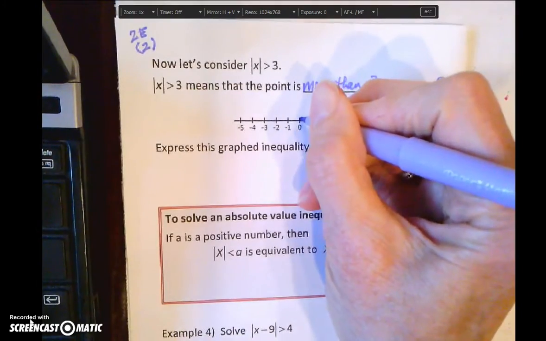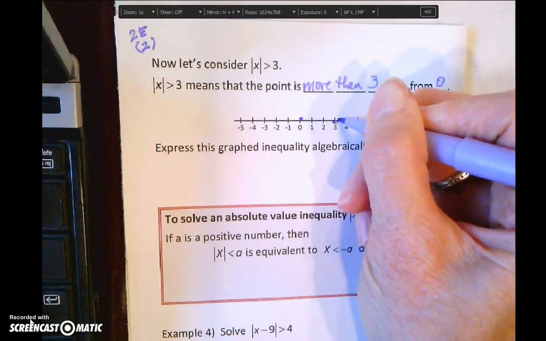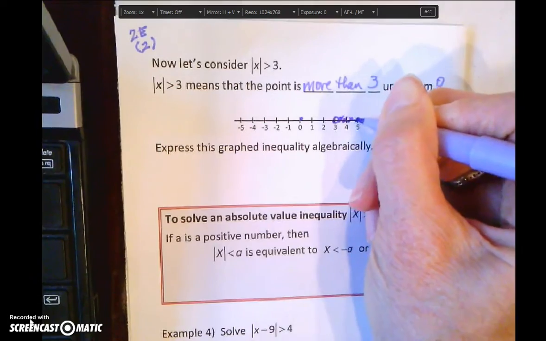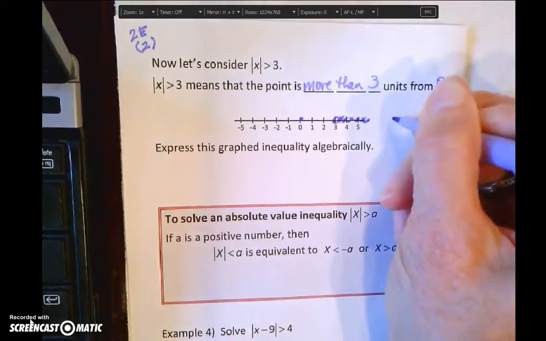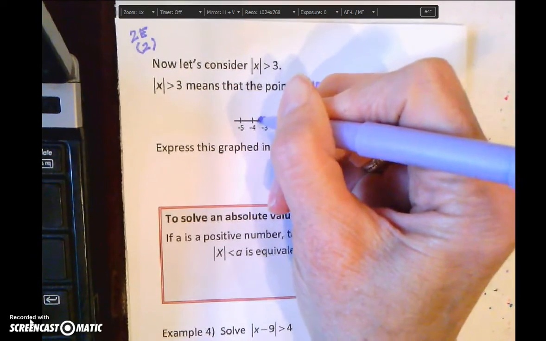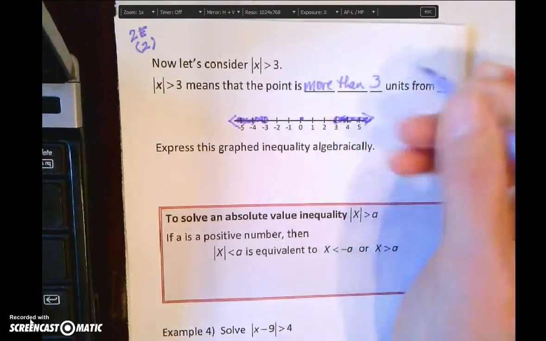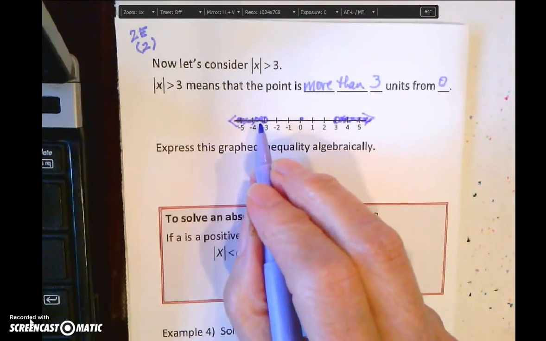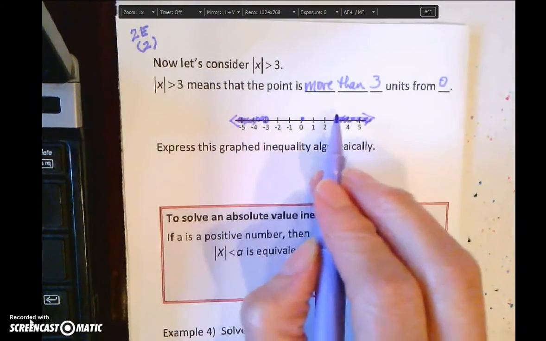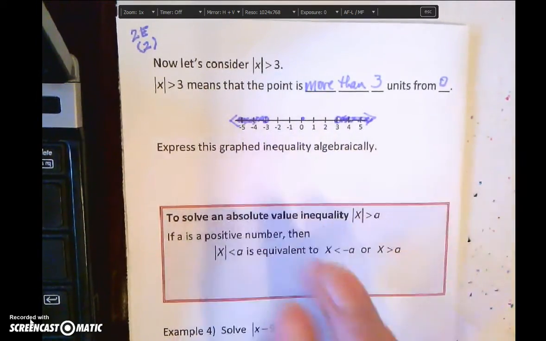So here's my 0. Here's exactly 3 units right there. But right here, any of these numbers are going to be more than 3 units away to the right. And then to the left, here's exactly 3, and the ones that are more than 3, of course, are going this way. So when you take a look at all the possible answers for absolute value of x is greater than 3, that will make it true, they're kind of like a hole in the graph in the middle, and then it starts at 3 to the right and then 3 to the left.